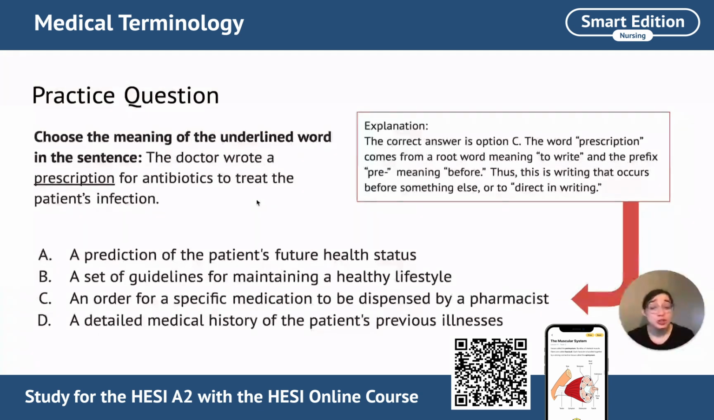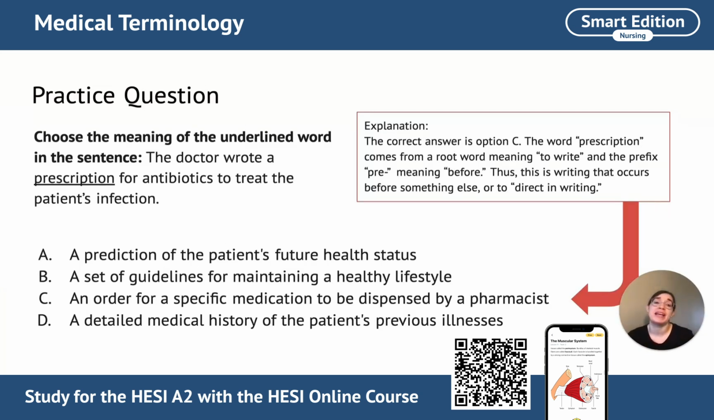So the word prescription comes from a root word meaning to write. That's the word script there in the middle of this compound word. And the prefix pre meaning before. So this is writing that occurs before something else. It can also mean to direct in writing. So think about prescription versus non-prescription medications.